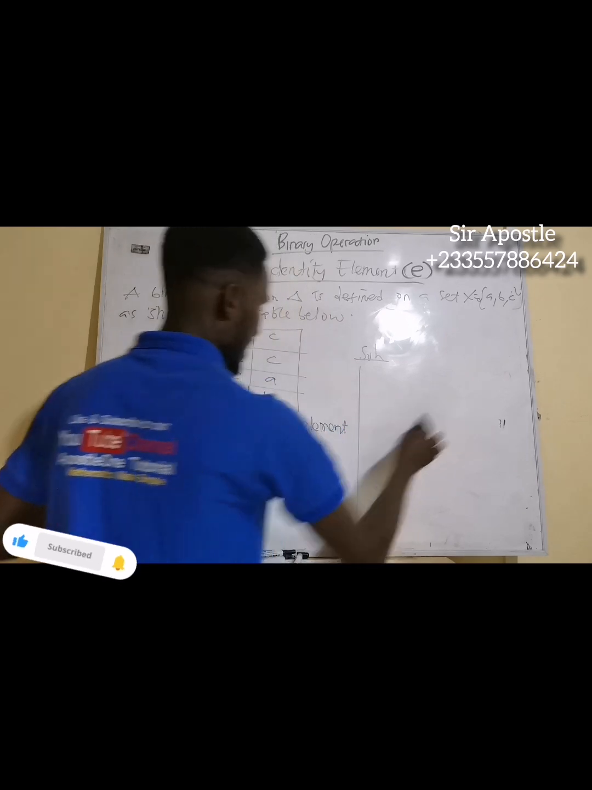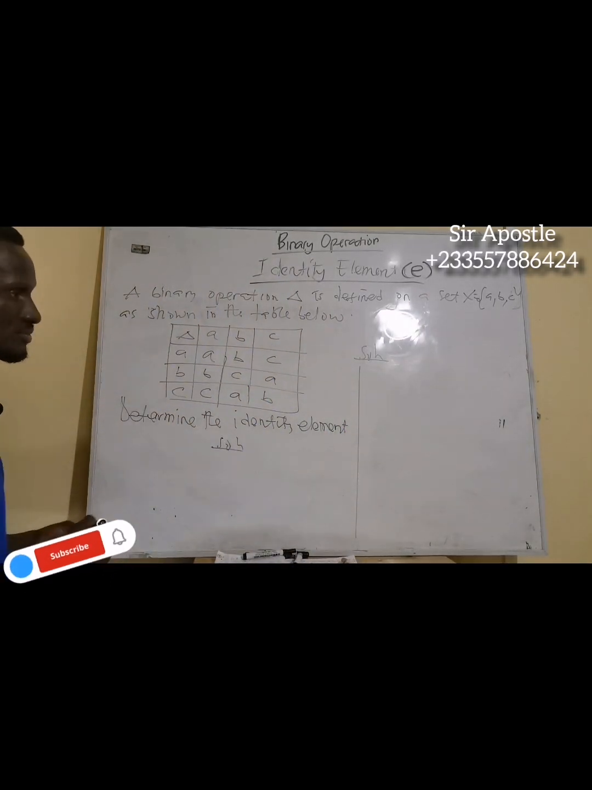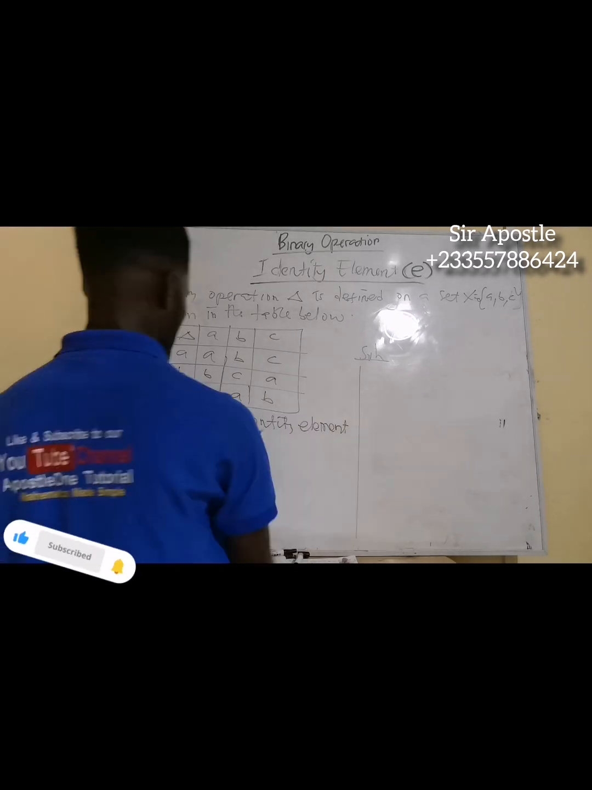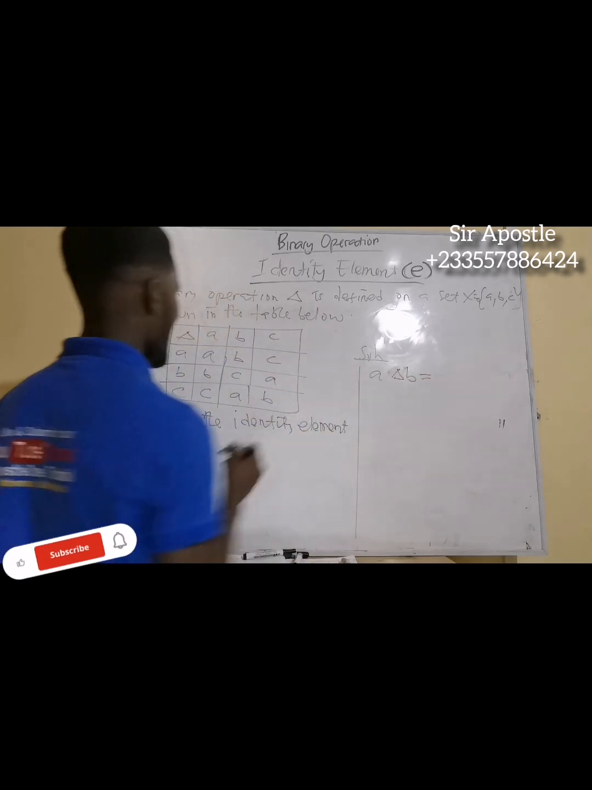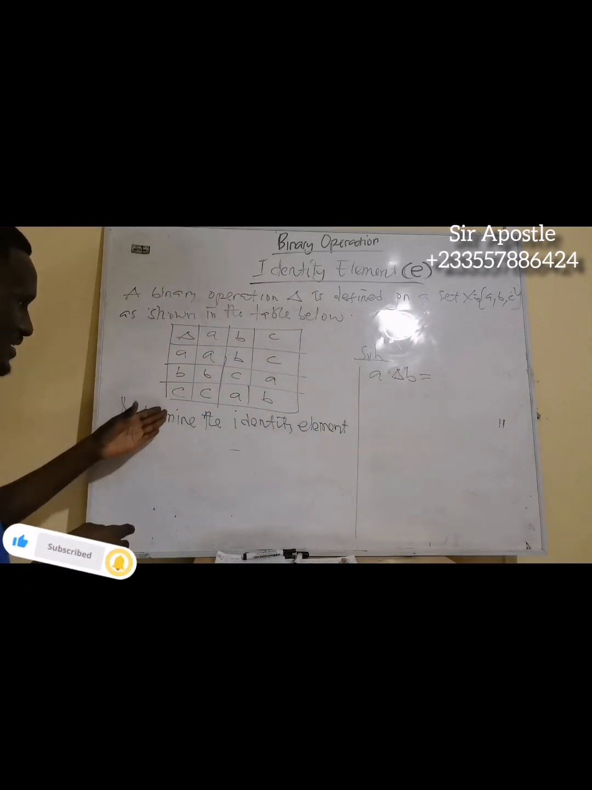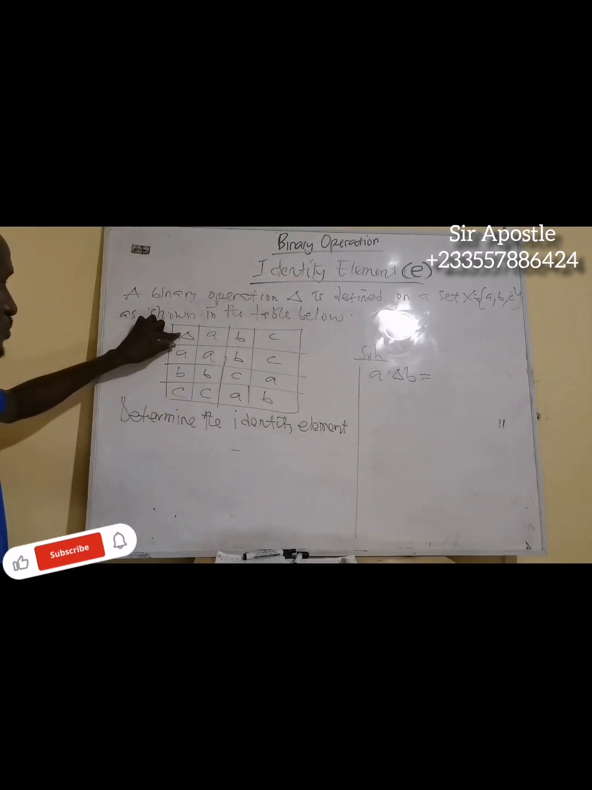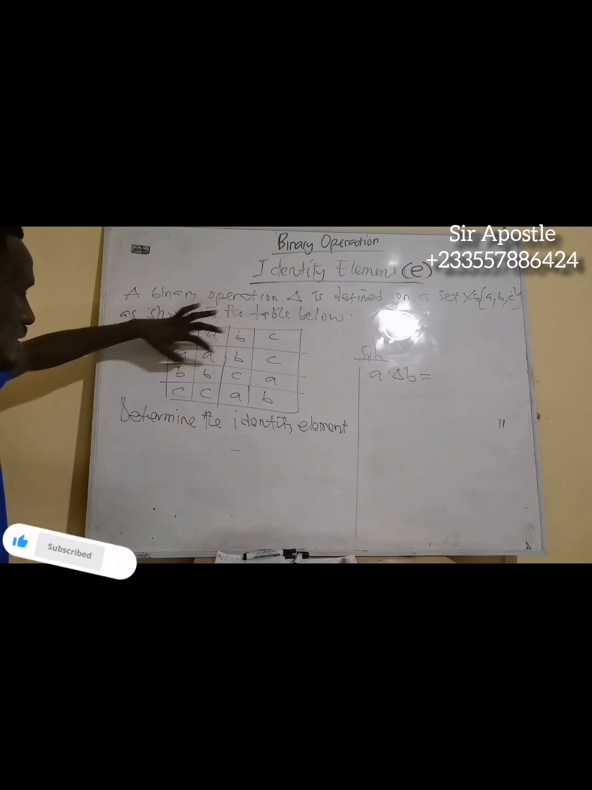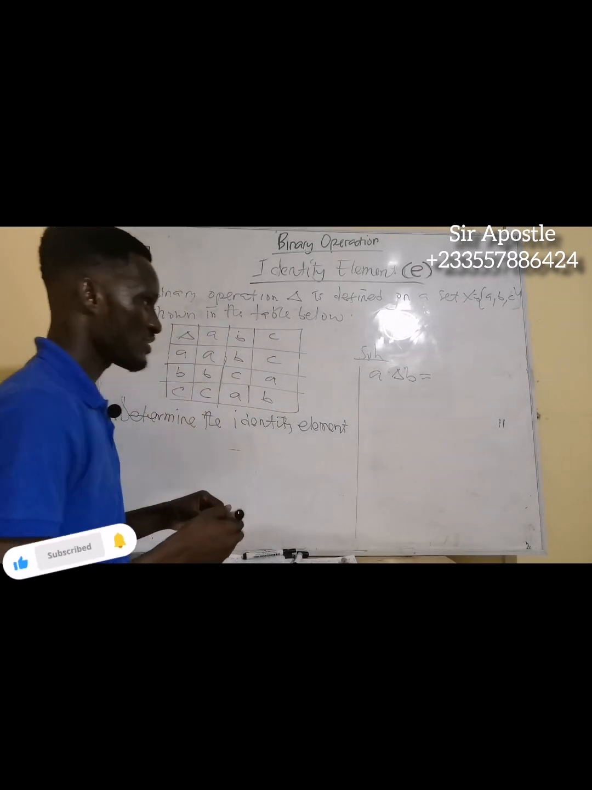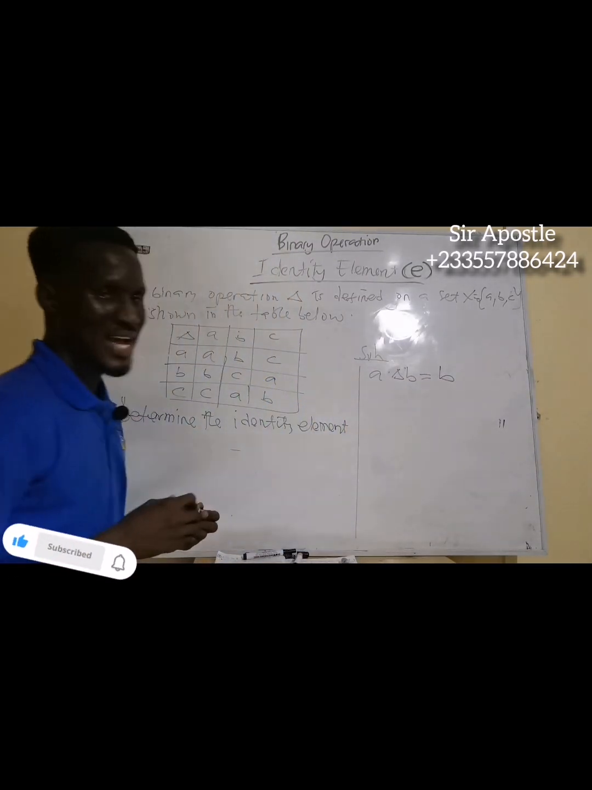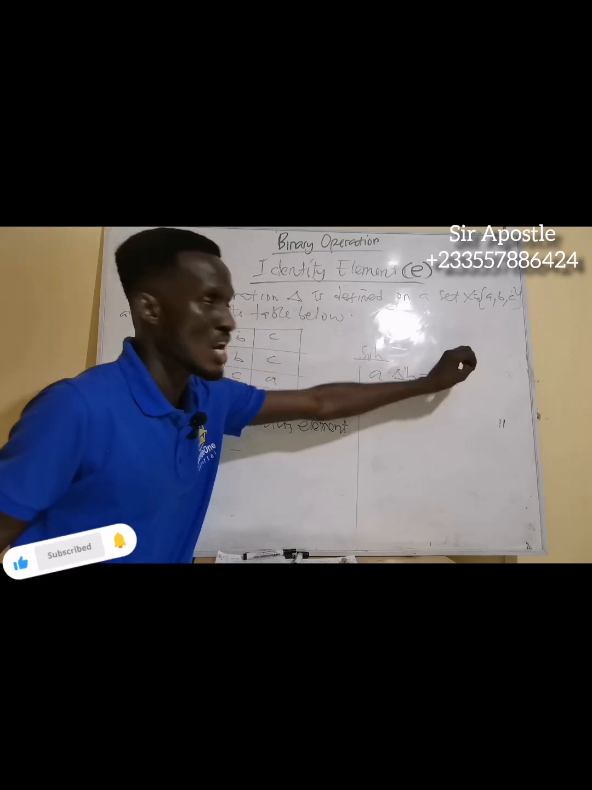So, for example, let's see how we can get the answer. Now it means I have to combine two of these elements. So let me combine A operation B. On the table, I'm going to take this one as my first number and this one as my second. So A operation B on the table here is B. A operation B is giving me B. Now, with this A operation B giving me B, you have to be able to identify the identity element from here.